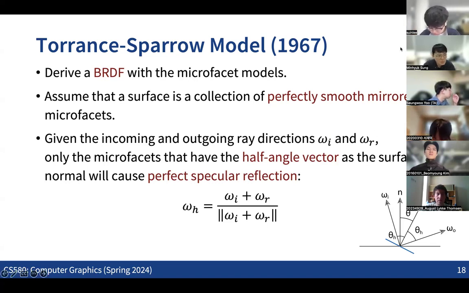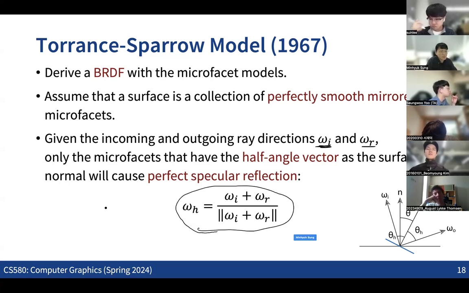Does it make sense? So what we need to see here is that in the BRDF, we specify the incoming and the outgoing direction, right? Maybe this my pen here. If we specify the incoming and the outgoing direction, then only the subset of the microfacets that has this vector as the surface normal will reflect light from this specific incoming direction to this specific outgoing direction, right? So it's a matter of calculating the proportion of the microfacets that have this half angle vector as the surface normal.